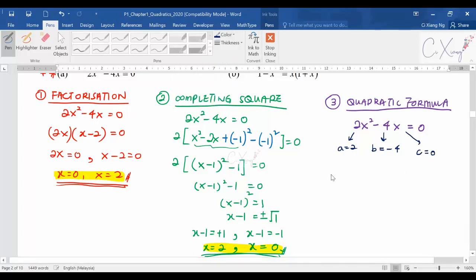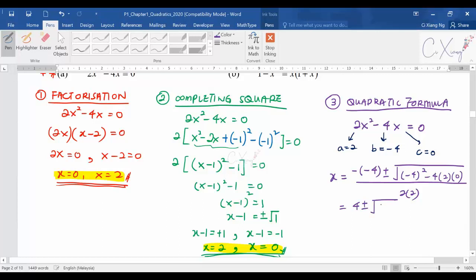Alright, so once you know A, B, and C, then you can just apply the formula x equals to negative B plus minus square root B squared, which is negative 4 squared, minus 4AC, and divided by 2A. Then you just try to simplify the answer. So you're having 4 plus minus square root negative 4 squared is a 16, divided by 4. And after that, you have 4 plus minus square root 16.